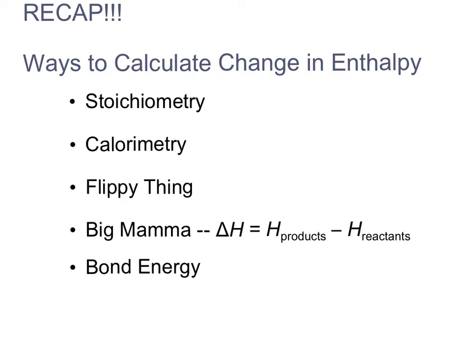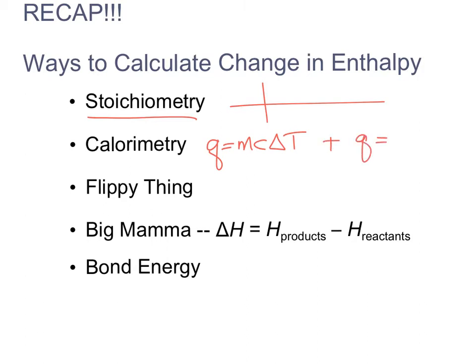Okay, so we've been through all the ways to find enthalpy. We're going to wrap this lecture up with a little recap. So remember, when we are given the delta H of a reaction and we're asked how much heat is associated with X number of grams or X number of moles, we're going to do dimensional analysis using stoichiometry. Super simple. Calorimetry, we're going to find delta H by using q equals mcΔT. And if heat is lost to the environment, remember, we're going to add to that the q of the calorimeter, q equals CΔT.